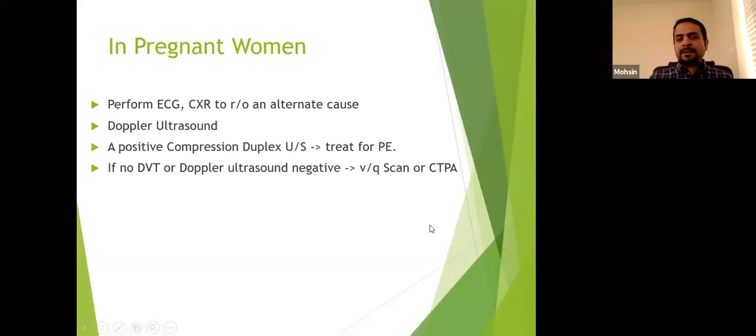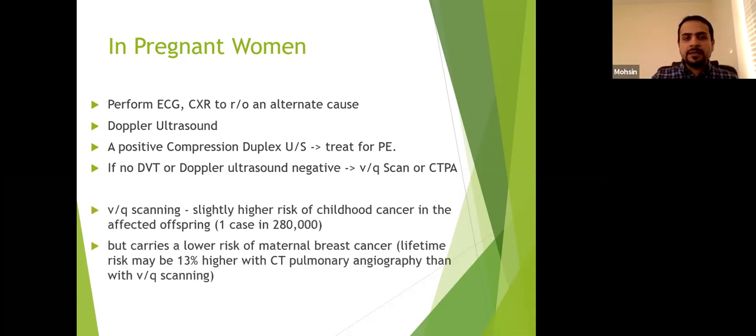So in pregnant women, as I said, perform an ECG and do a chest X-ray to rule out an alternative cause. If nothing there, do a Doppler ultrasound. If the Doppler ultrasound is positive in the lower limbs, treat it as a PE and start anticoagulation. If there is no DVT on the ultrasound, then you have to think about a VQ scan or CTPA.